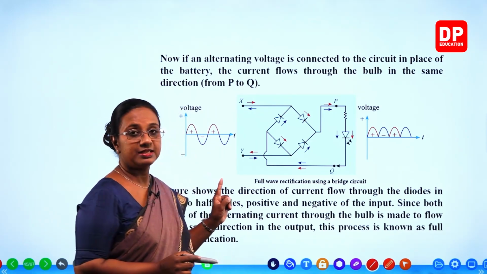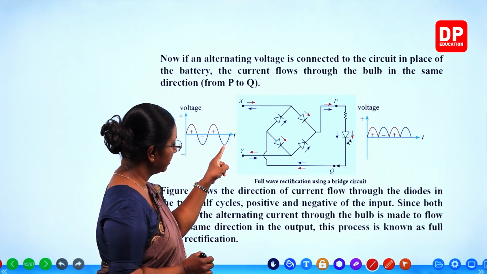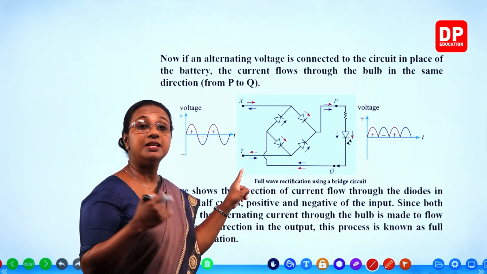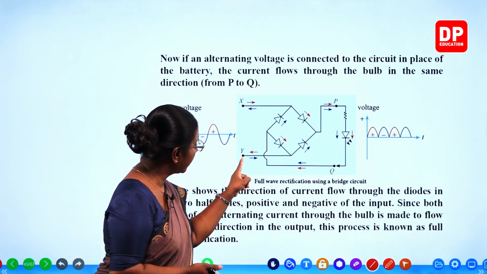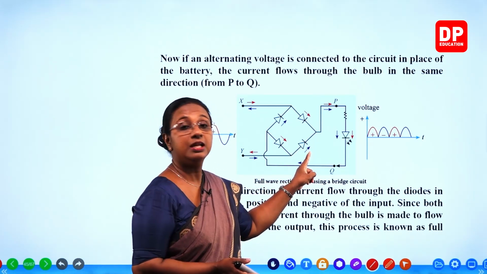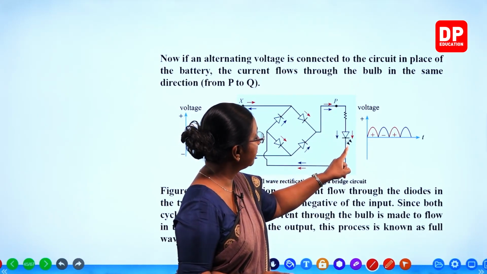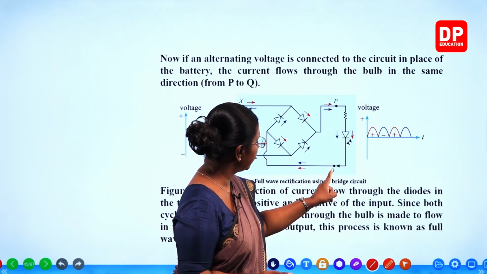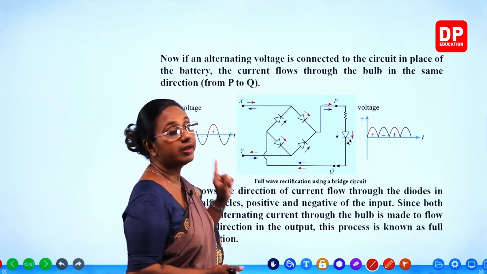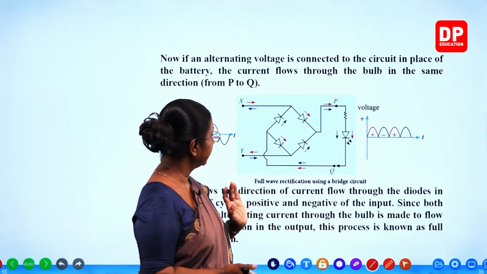But the next instance, when it becomes the negative cycle, the blue color half waves start from point Y. The direction changes now. Look at the blue color arrow, it goes here, this is D2, you can remember that. D2, point P, then the LED, point Q, then back here, this is D4 and to point X. So, can you all understand that?